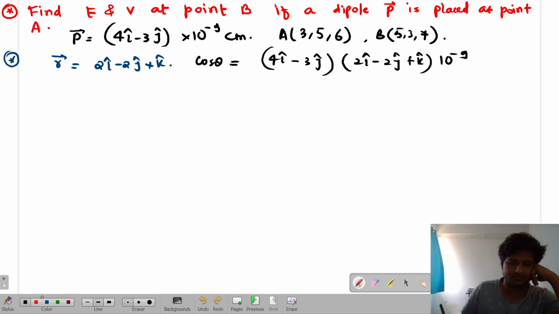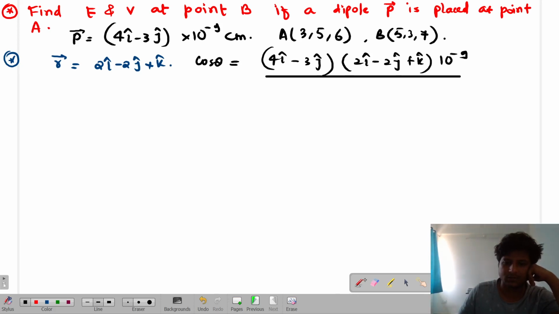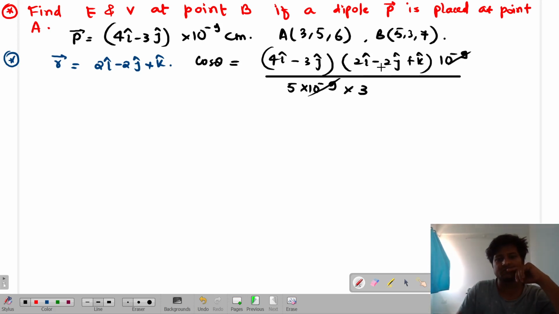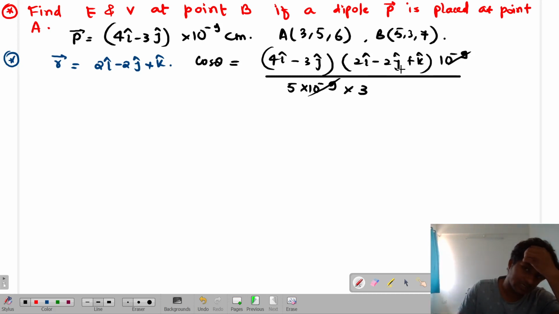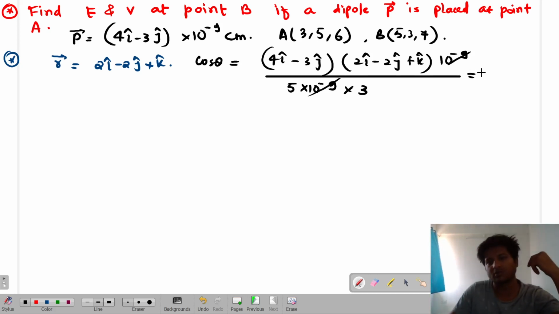Okay. So what will I get? This is 5 into 10 to the power of minus 9. And 2 2s are 4, 4 4s are 8, 1 is 9. So this is 3. So this and this got cancelled. 4 2s are 8, minus 3 2s are 6. So cos theta is basically how much? Minus minus plus. So it is 14 by 15, isn't it?